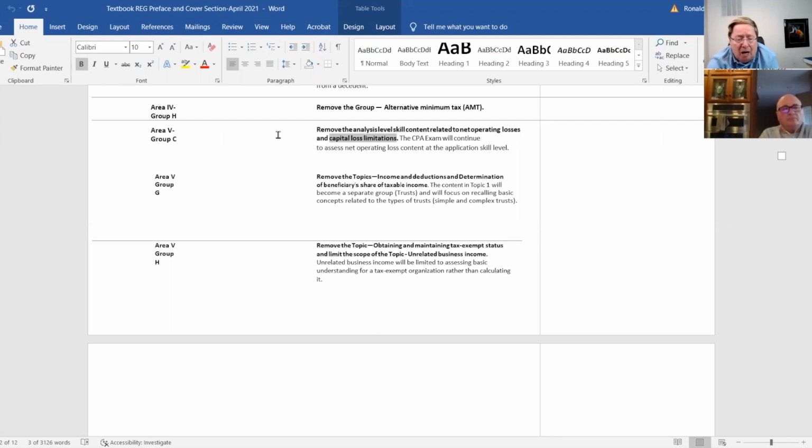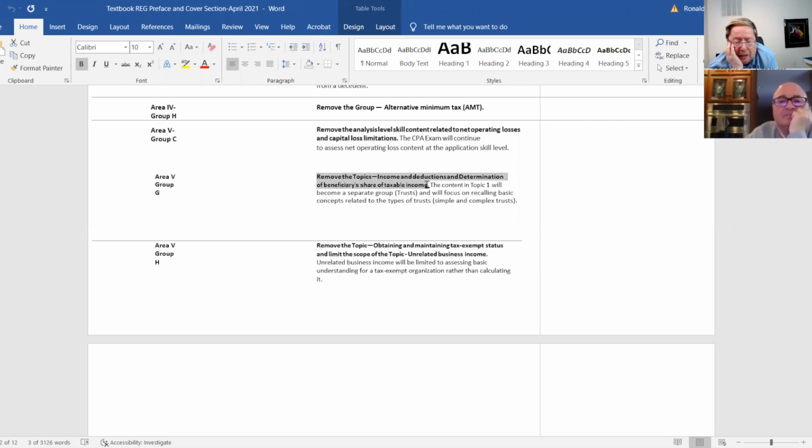Now, for individuals, remember that a capital loss, the most you can take for net capital loss is how much per year? Married filing joint, single? 3,000. 3,000, right? Yep. Now, the next thing is remove the topic.